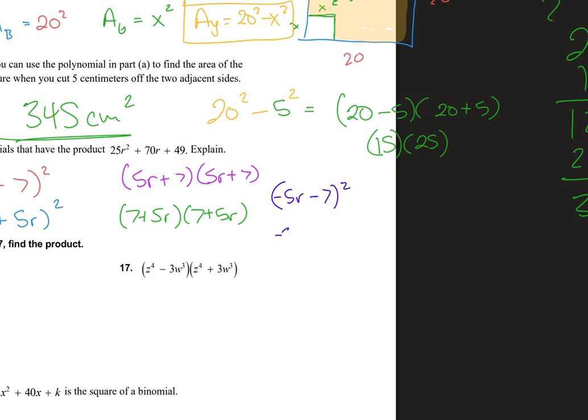So you'd get negative 5r squared minus 2 times negative 5r, negative 7, I forgot my 2, there's a 2 there, and then plus negative 7 squared. Oh wait, yeah, that might work, because that's just b plus b squared. So 25r squared plus 2 times 5 times 7, that's 70r plus 49. Okay, yeah, that does work.